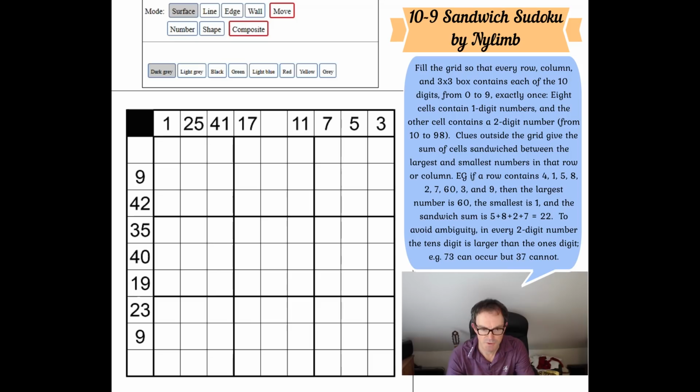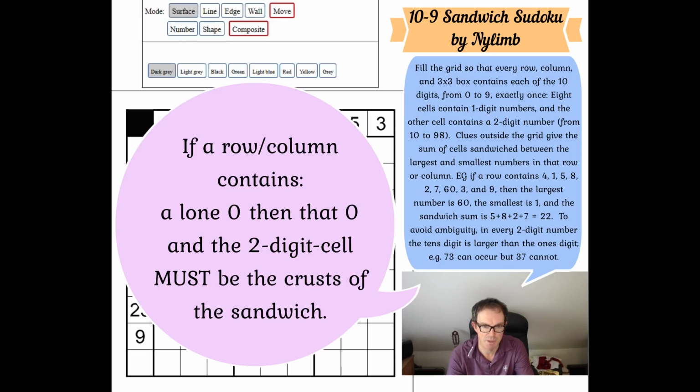Now, the first obvious point that comes to mind when we think about the rule set here is that the 2-digit number in every row and every column has to be a crust of the sandwich, because axiomatically the 2-digit number will be the biggest number. Now the smallest number, the other side of the sandwich, is more ambiguous. That's because it could be 0. If the 0 appears on its own, i.e. not part of the 2-digit cell, then 0 is always the lower bound of the sandwich.